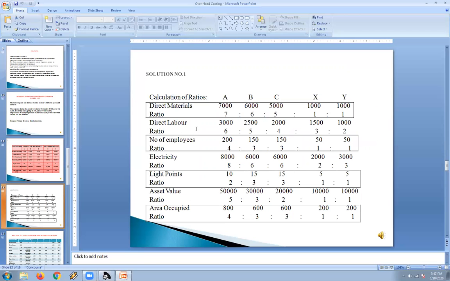In the same manner, for direct labor also, we have calculated the ratio. After removing the zeros, we divide by a number by which the values can be easily divided. So here we first removed 2 zeros, then divided by 5: 5 6s are 30, 5 5s are 25, 5 4s are 20, 5 3s are 15, 5 2s are 10. The number of employees, electricity, light points, asset value, and area occupied are also calculated as ratios. We have to remove the zeros and divide by one number which can be easily divisible.